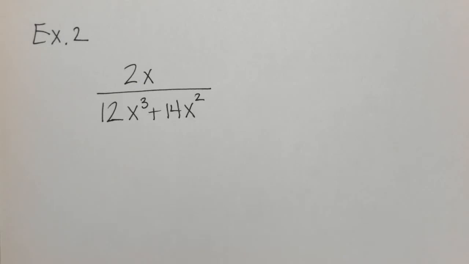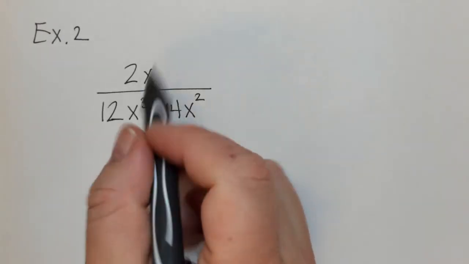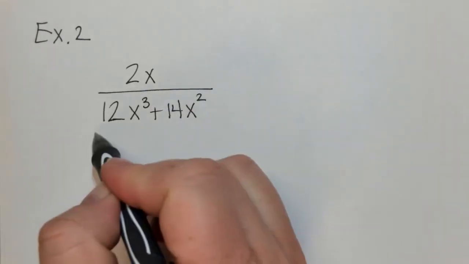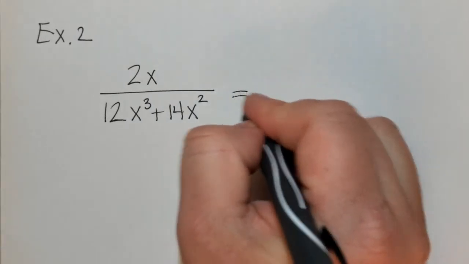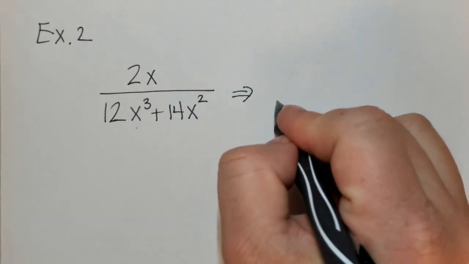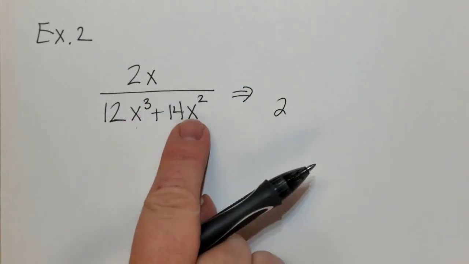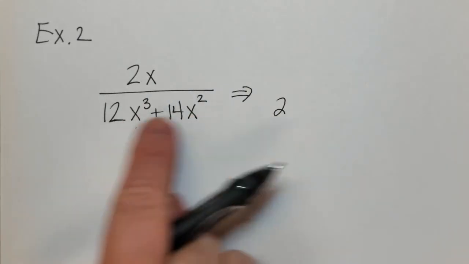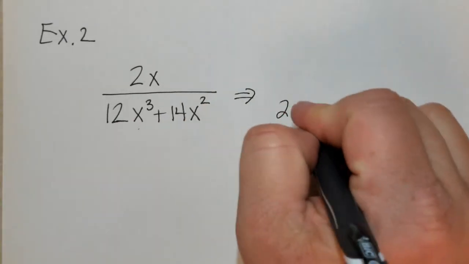This example looks a little different than example number 1. Here I'm going to start by looking at the bottom and asking myself, what can I factor out? Well, I know that they're both even, so I can factor out a 2, and I think that's the largest number that can be factored out of 12 and also out of 14. The most x's I can take out of both terms in the bottom is 2.